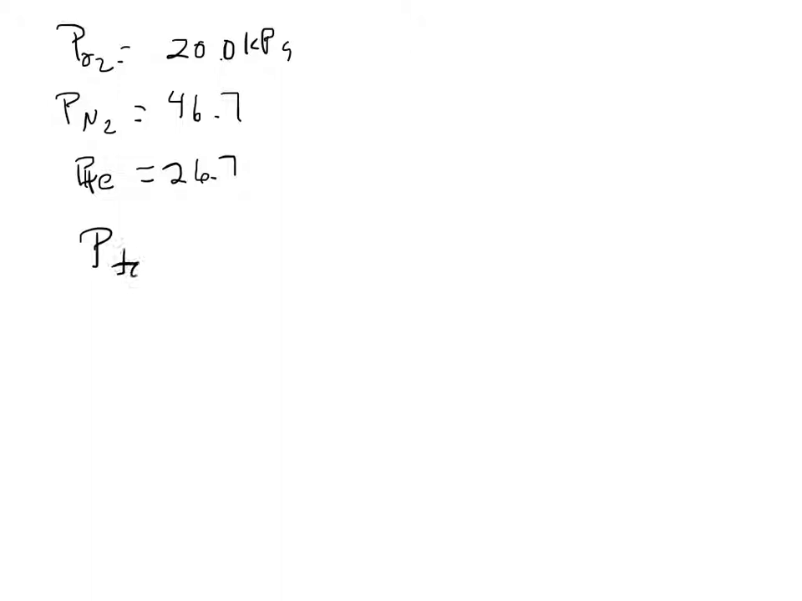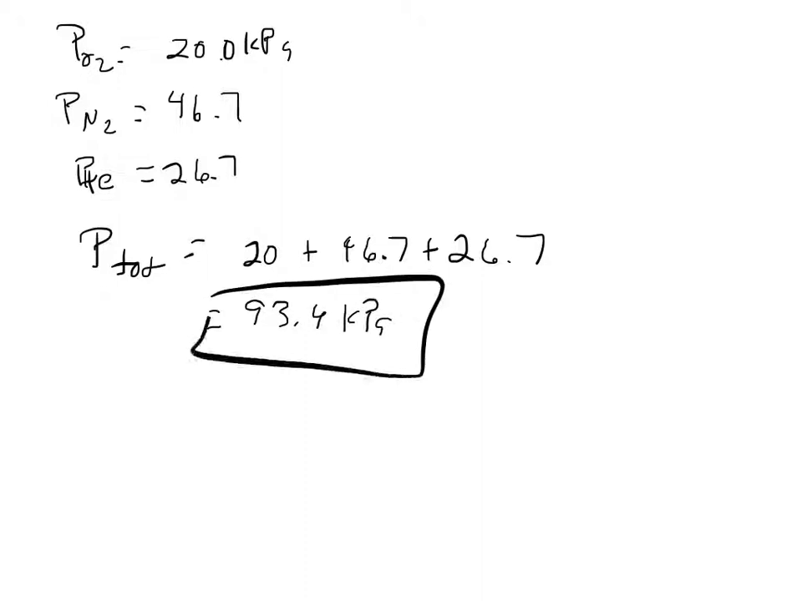P total equals those three added together, so it's going to be 20 plus 46.7 plus 26.7. So add all those up, and what are you going to get? I don't want to think that hard. So 20 plus 46.7 plus 26.7 equals 93.4 kilopascals. Okay, so you can see Dalton's law is pretty easy, pretty straightforward.